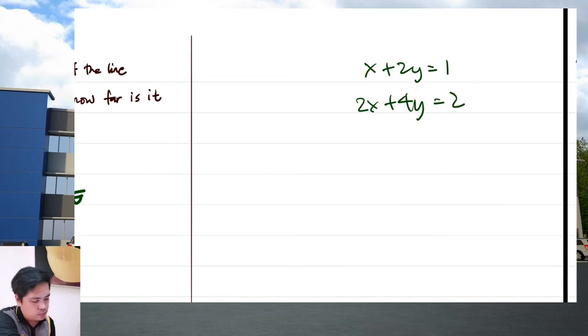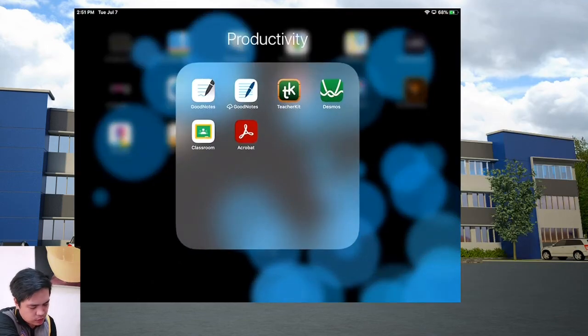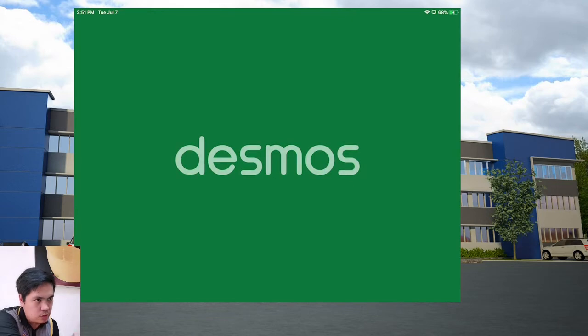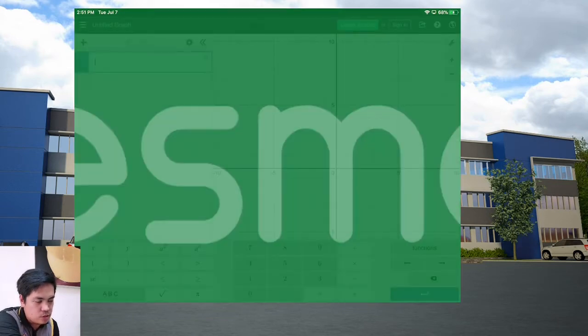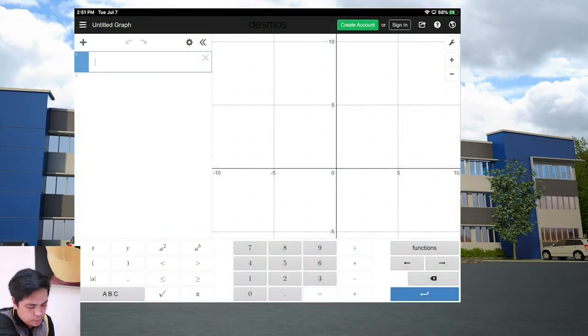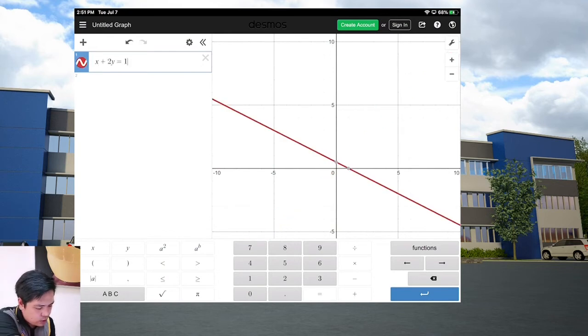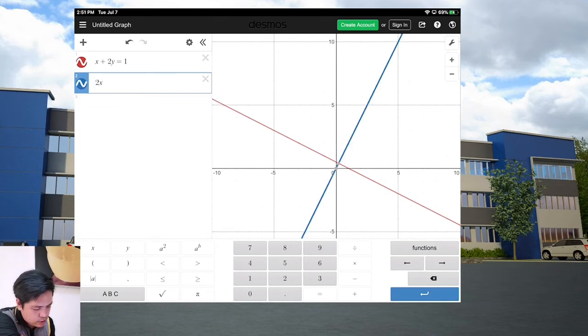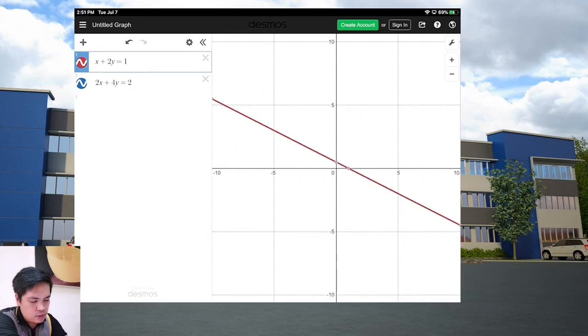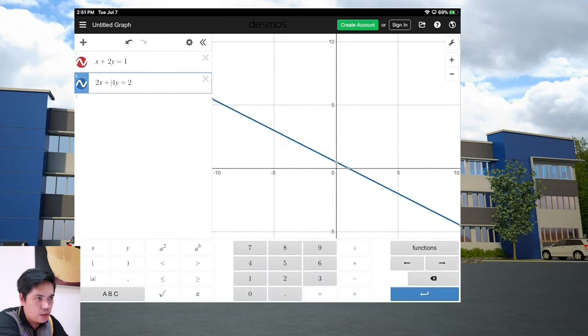Diba? To prove that, show natin sa Desmos. Okay? So, we have x plus 2y equals 1. Oh, that line. And if you have 2x plus 4y equals 2, that is the same line. Ayan, naging blue lang siya. Okay? So, we are looking at the same line.